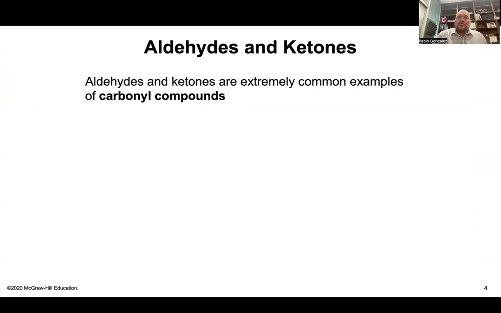Aldehydes and ketones are extremely common examples of carbonyl groups or compounds. As I mentioned before, when we talk about the infrared spectra, there is a signal around 1700 for the carbonyl group. If that strong signal is there, it means we have some kind of compound with a carbonyl group. It could be a ketone or an aldehyde, or also an anhydride, a carboxylic acid, or a bunch of different kinds of compounds that have this carbonyl moiety. So aldehydes and ketones, that's what they have in common.